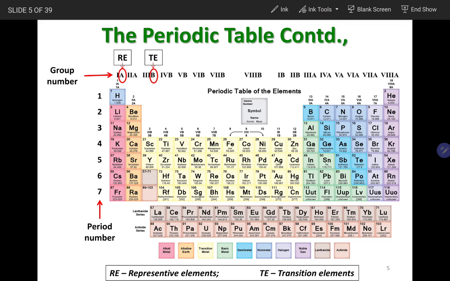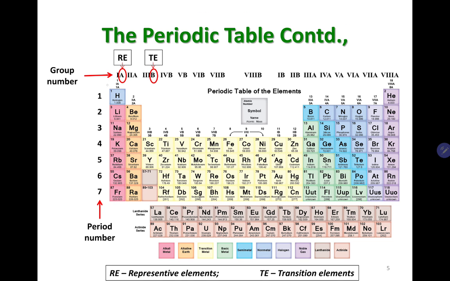Okay, so in the exam I will ask you, what type of elements do you see in group number 2A? Of course they are representative elements, because the first 2 groups are included in the representative elements. And sometimes we break these representative and transition elements into more categories. The first 2 groups are known as the S block, lowercase s, and the last 6 groups are known as the P block. So S block and P block combined, we call them representative elements.